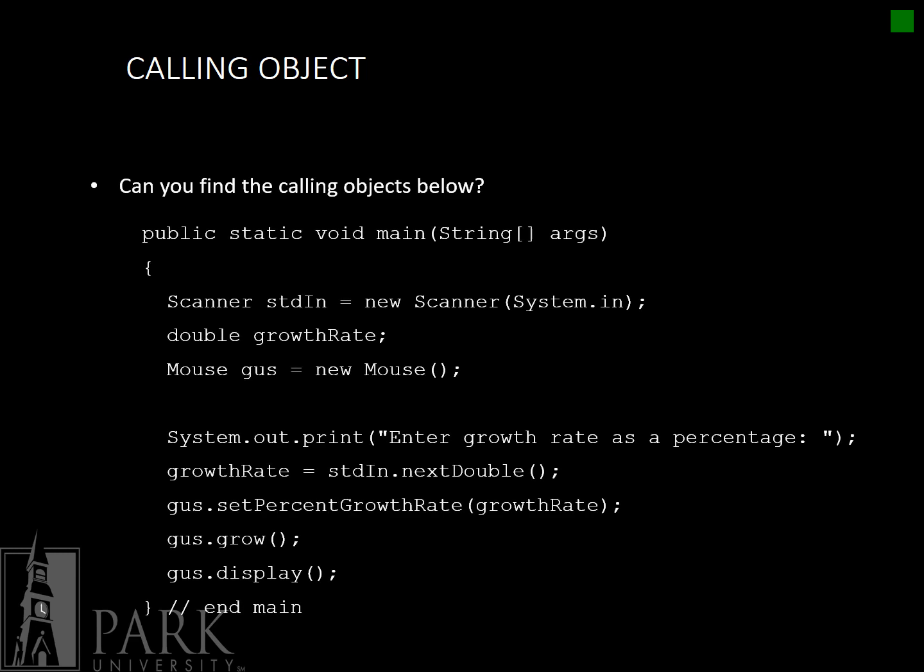A calling object is the object that appears at the left of the dot in a call to an instance method. So take a look at this code. Where are the calling objects? Of course, the calling object is Gus, right? But what you might not have realized is that dot out and standard in are also calling objects.